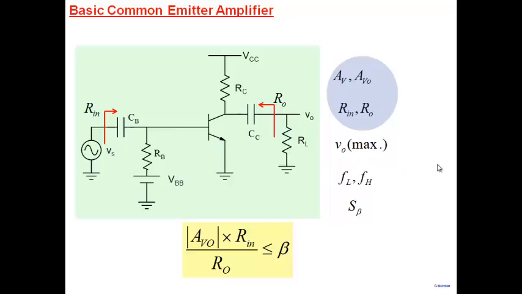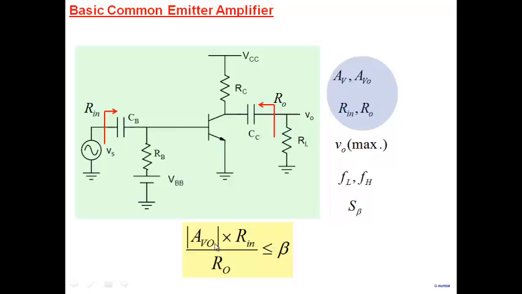Okay, let's start. So, last lecture we were looking at this basic common emitter amplifier, and we had said that there are several important parameters: gain, input and output resistance, maximum output swing that you can get, cutoff frequency, stability. And in the context of gain and input and output resistance, we had seen that there's a fundamental trade-off between gain, input resistance and output resistance, which is described by this particular relationship.